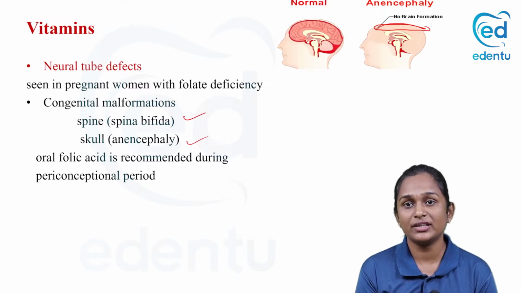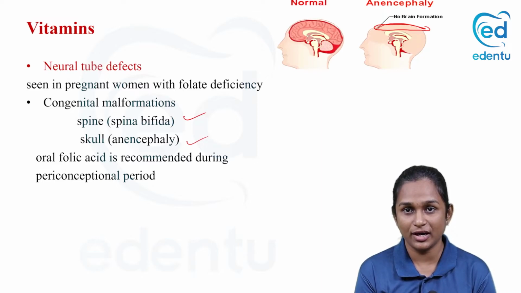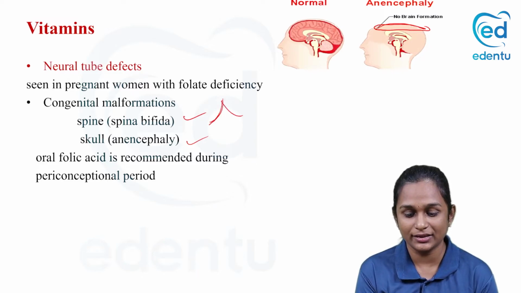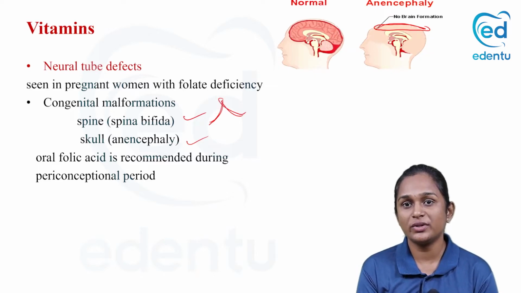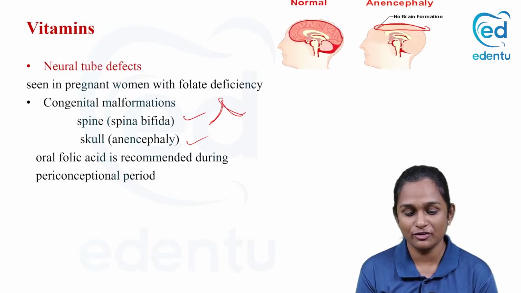And there will be a defect at the end of the spinal cord, it will be like this. So that's why it is called spina bifida. So these neural tube defects will occur because of the deficiency of folic acid.